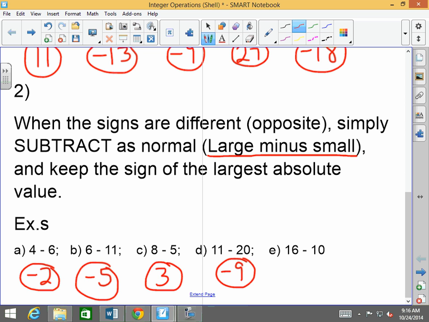16 minus 10. Positive 16, and you have the 10, which is a negative. So the signs are opposite. You subtract as normal and keep the sign of the largest absolute value. 16 minus 10 is 6, and it's positive 6 because there are more positives than negatives.